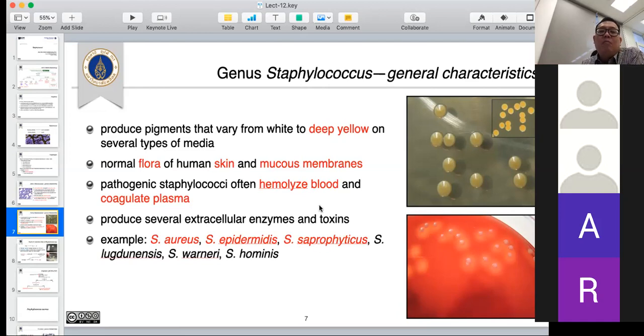Okay, some species of Staphylococcus can make the plasma clot, but some cannot. This is the key thing that you will learn later. They produce many extracellular enzymes and also many types of toxin. Like I said, there are so many species, but in this lecture you need to learn 3 species: Staph aureus, Staph epidermidis, and Staphylococcus saprophyticus. 3 of these.